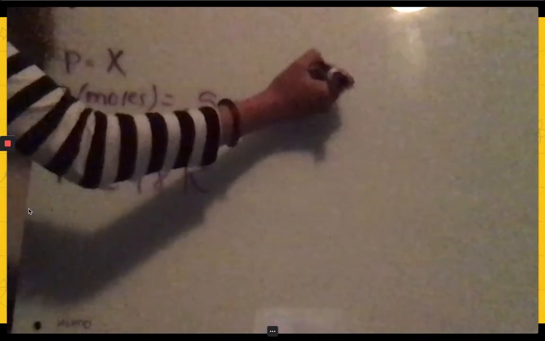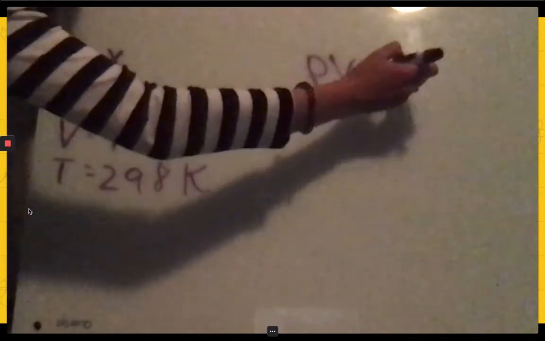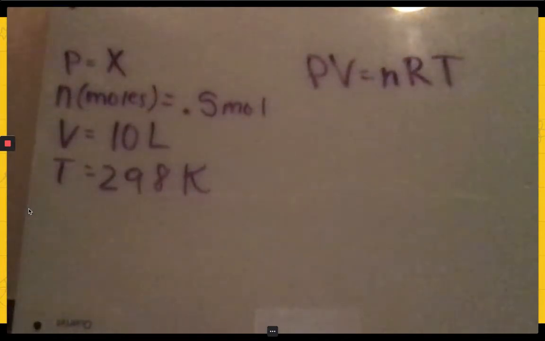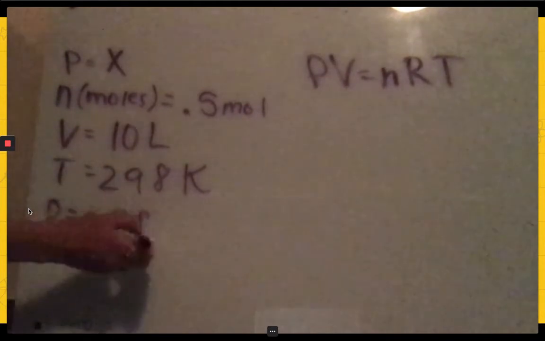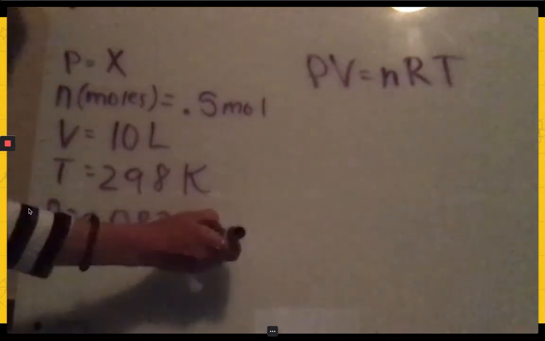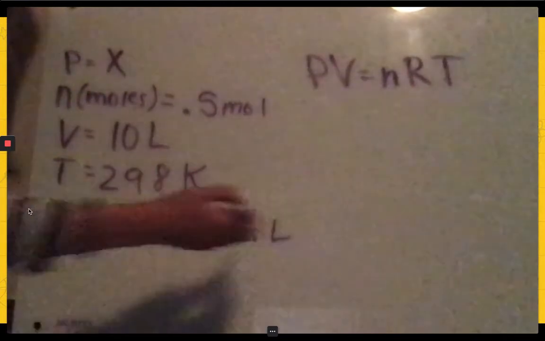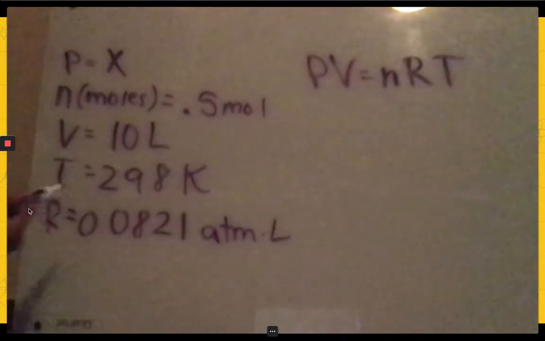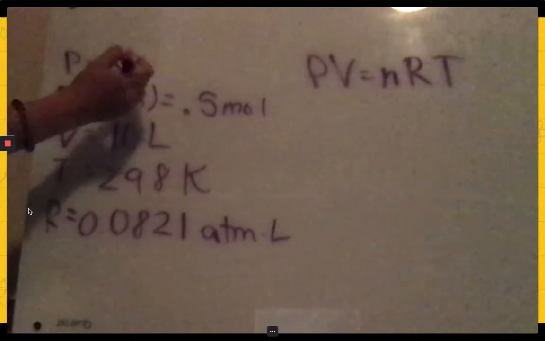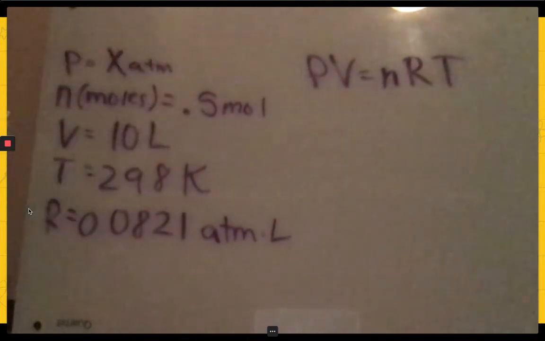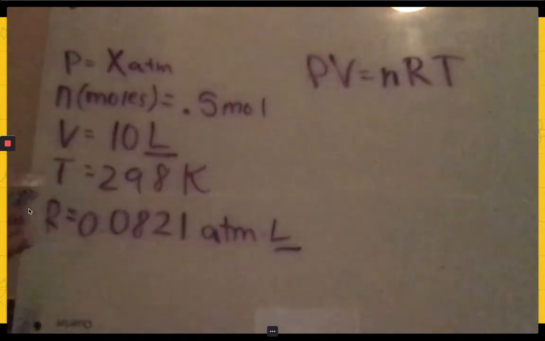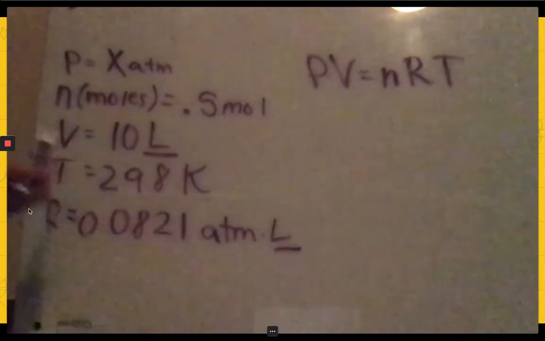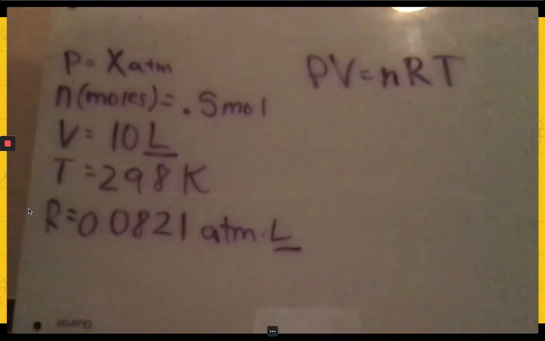So remember our equation is PV equals nRT. Remember our R is always going to be 0.0821 liters ATM, or ATM times liters. So let's just check our units before we continue. Our P is going to be measured in ATM. We have moles in moles. Our volume is in liters. Perfect. Our temperature is in Kelvin. Good, so now we are going to plug it in.